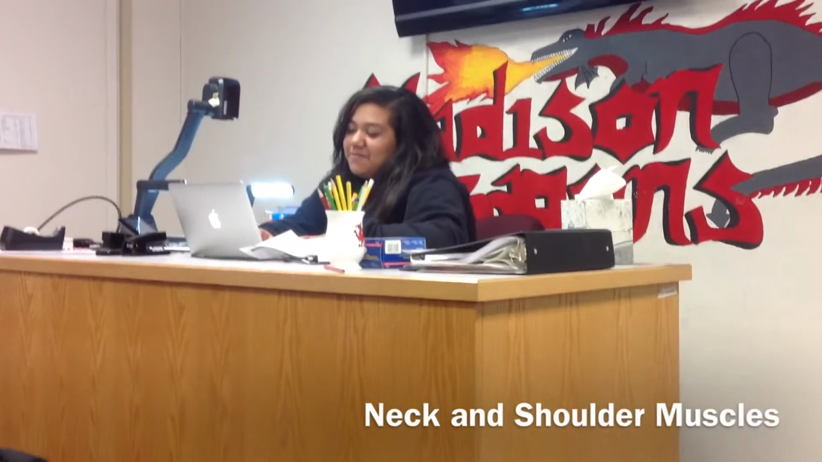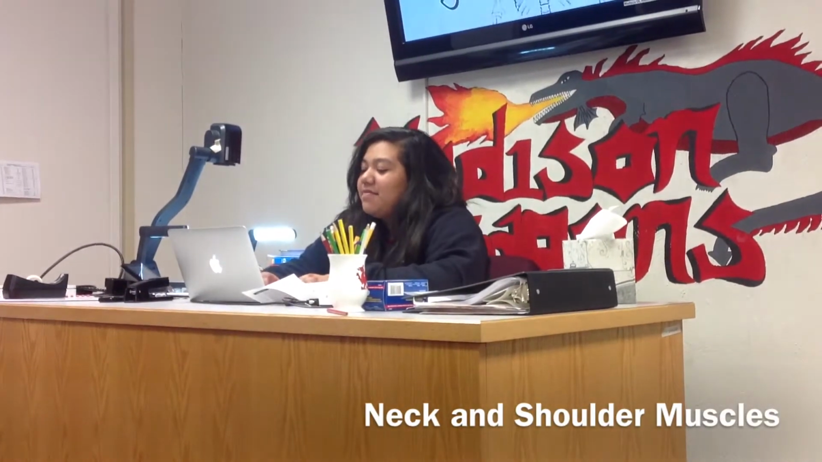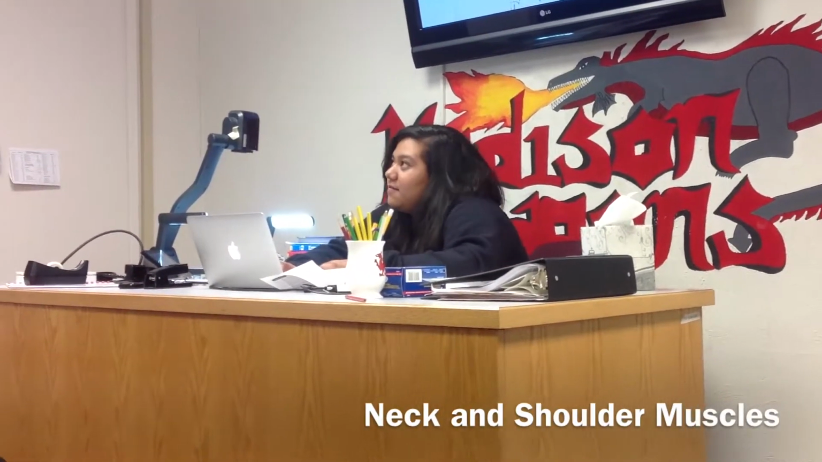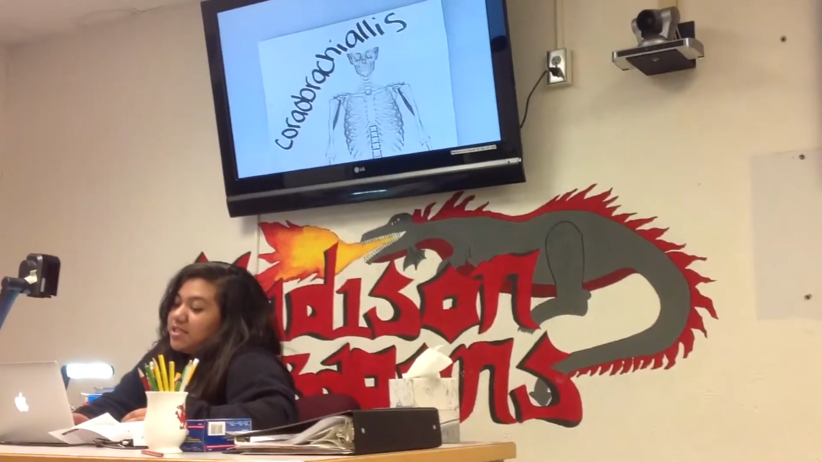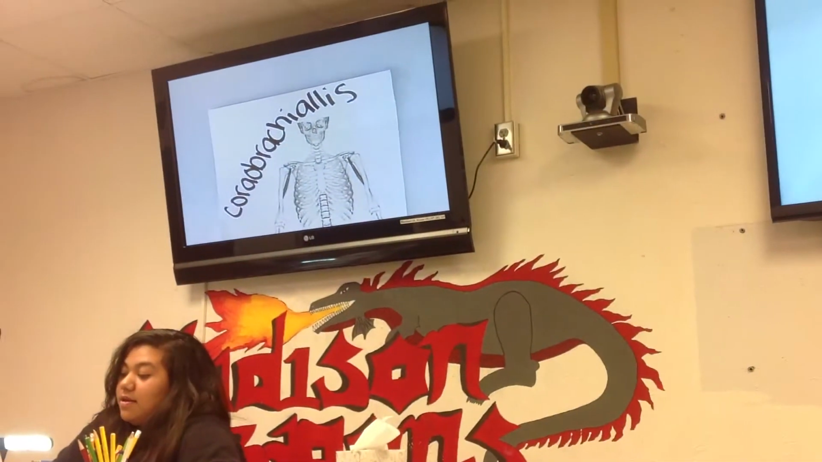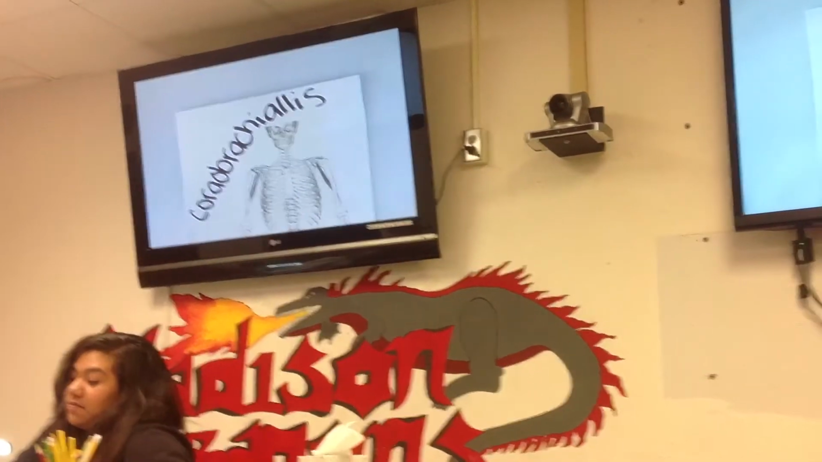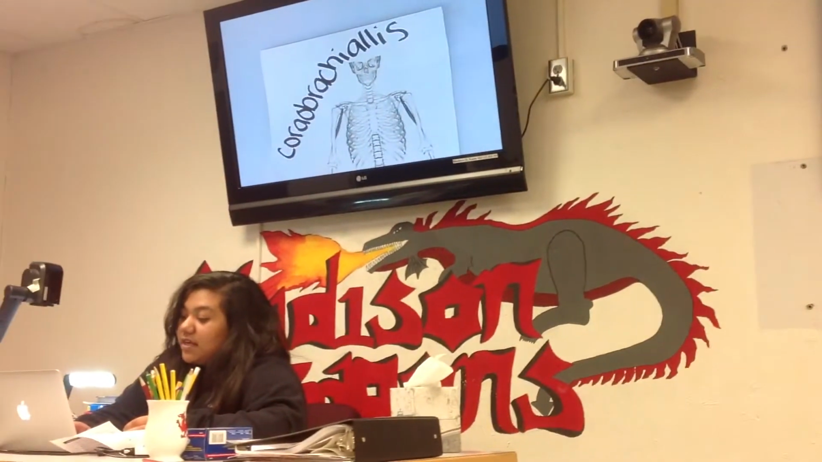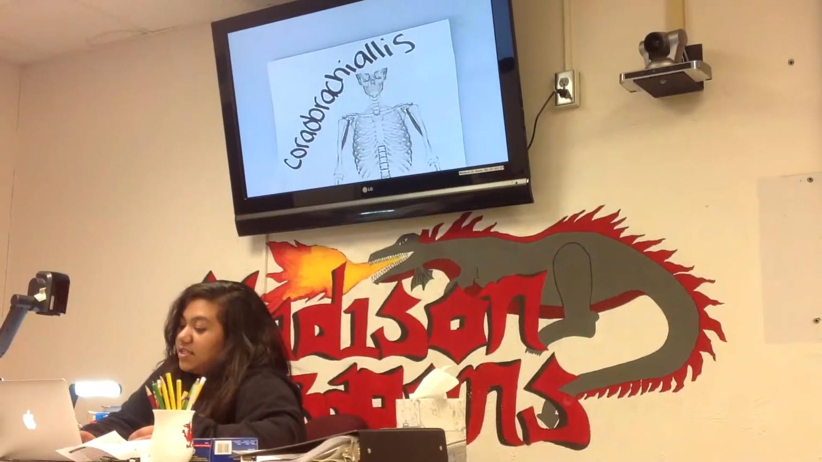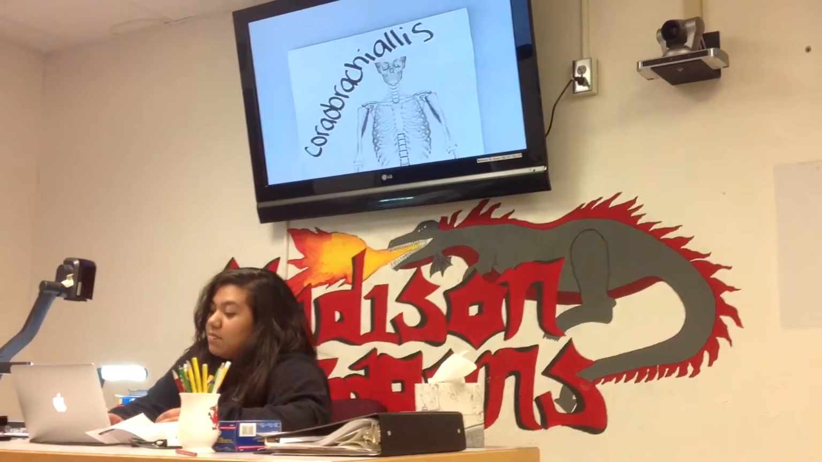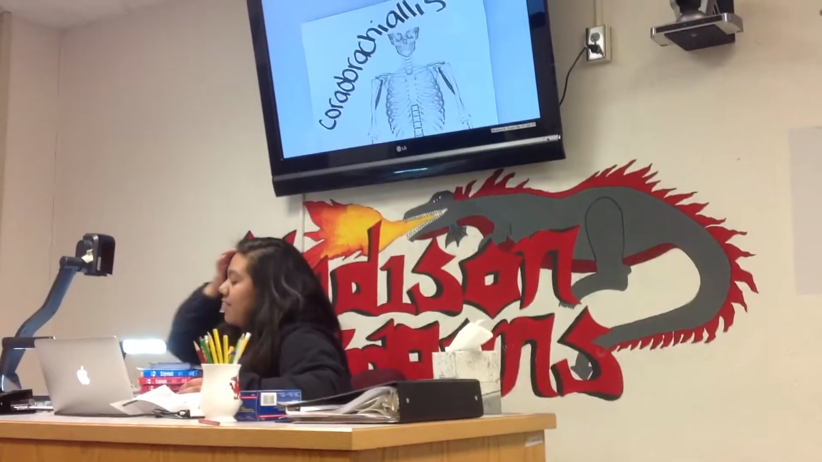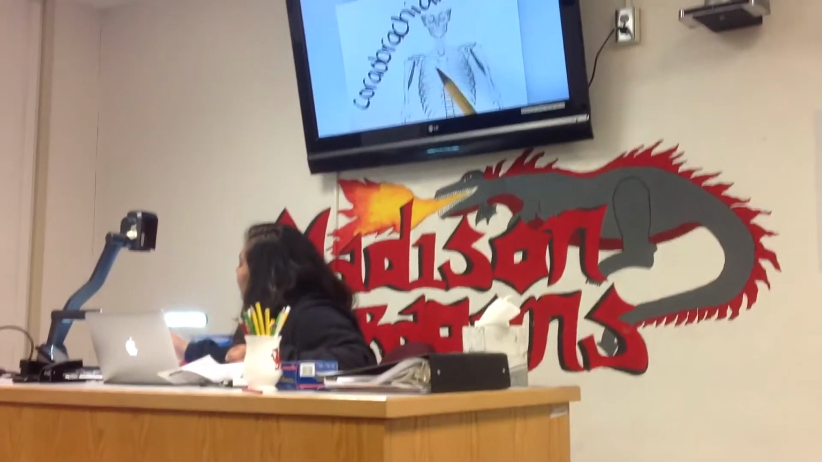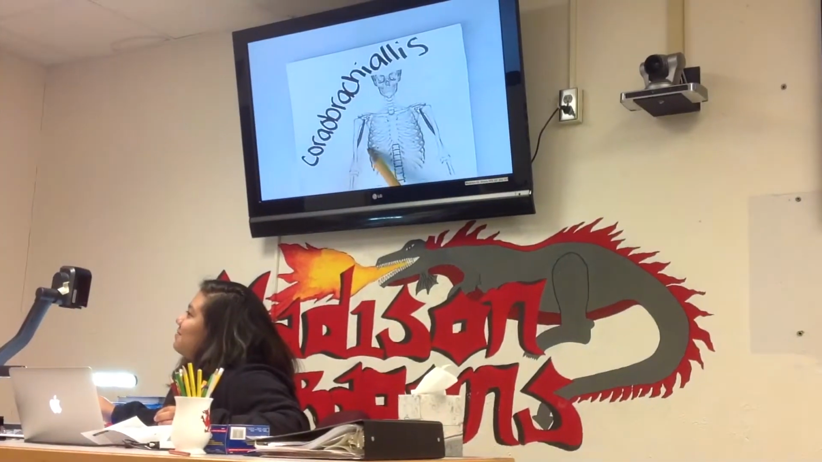And now, adding on for Professor Carmen, we're going to learn about the neck and shoulder muscles. First off is the coracobrachialis. Its origin is the coracoid process of the scapula. The insertion is the shaft of the humerus. Its action is flexes and adducts the arm. Its agonist is the coracobrachialis, and antagonist is the posterior deltoid. It's located right here, where it's black.